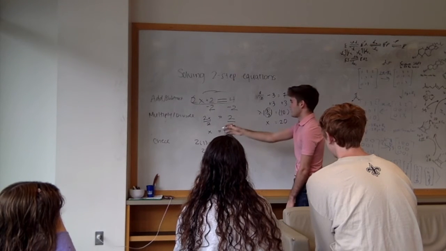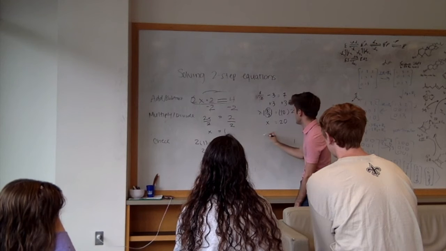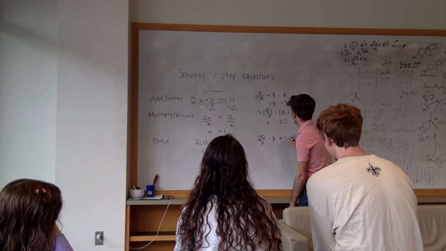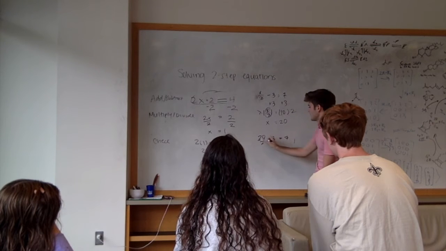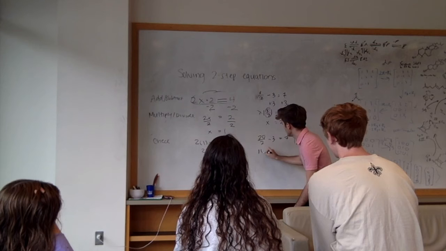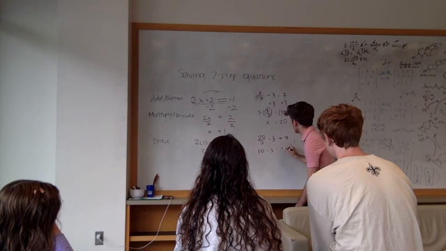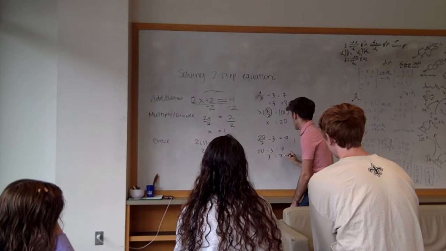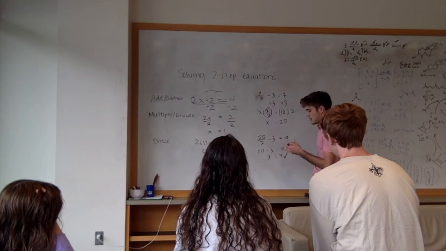That's our final step, check. Let's see what we got. 20 over 2 minus 3 equals 7. Someone solve this first part. 20 over 2, what's that? 10. 10 minus 3 equals 7. What's 10 minus 3? 7. 7 equals 7. We did it right, and we put a big fat check mark.